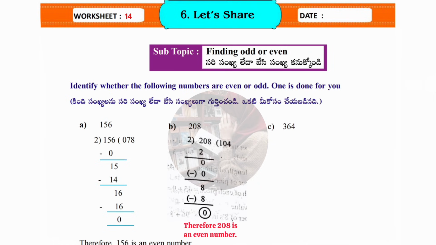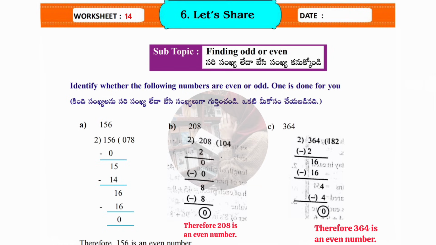So 2 ones 2, 2 zeros 0, 2 fours 8. So the remainder is 0. That's why 208 is an even number. Next one is 364, given. Let's divide it by 2.